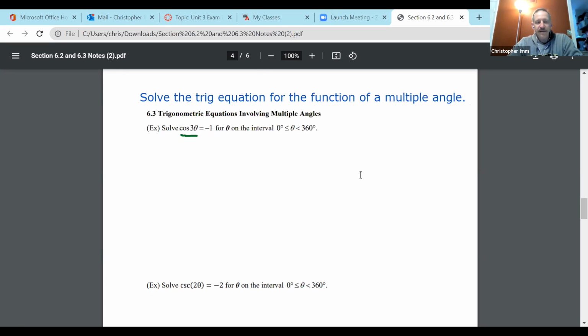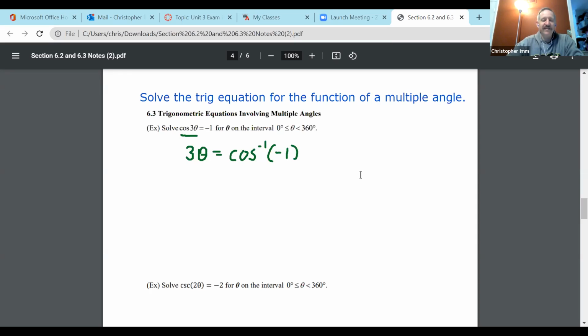So what we do then is we're going to go ahead and take the inverse trig function of both sides. If I was solving this one, this would take us back to 4.7, that one we did before the test, but this is a really good application of those inverse trig functions. So I'm going to take the inverse trig function of this and solve it for that triple angle. So we solve the trig equation for the function of a multiple angle, and then we use the inverse trig function to get all those solutions.